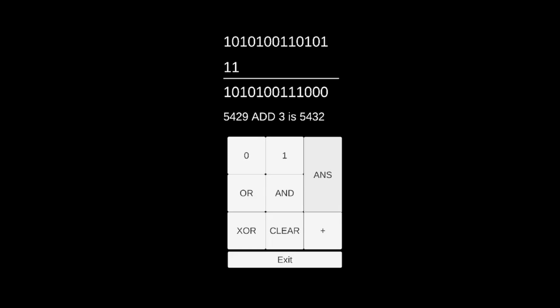For instance, AND. When you AND two bits, 1 and 1 is 1, 1 and 0 is 0, 0 and 1 is 0, and 0 and 0 is 0. For OR, 0 or 0 is 0, 0 or 1 is 1, 1 or 0 is 1, 1 or 1 is 1. For exclusive OR, both bits have to be different for it to be a 1. So 0 XOR 0 is 0, 1 XOR 0 is 1, 0 XOR 1 is 1, 1 XOR 1 is 0.